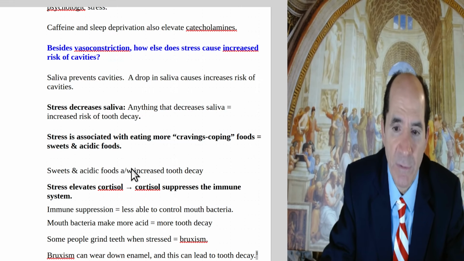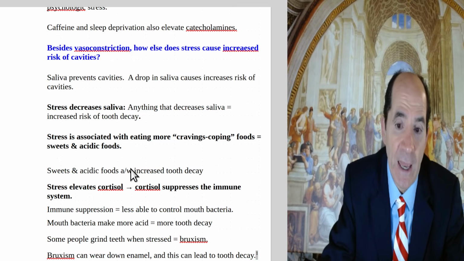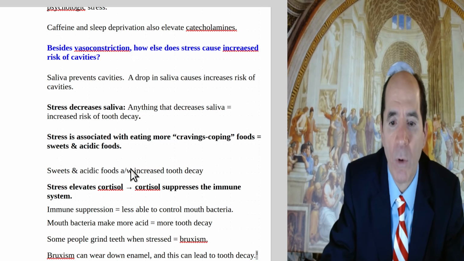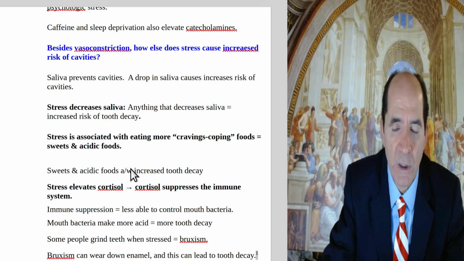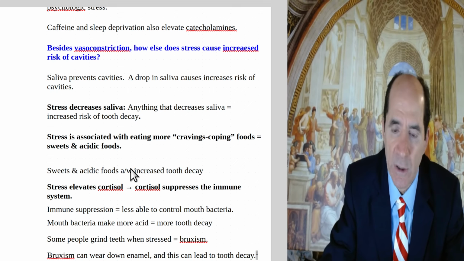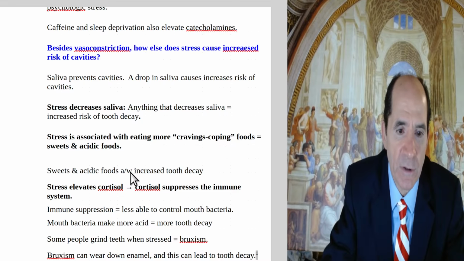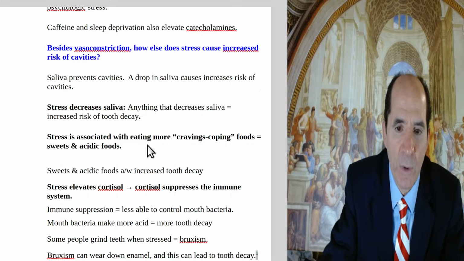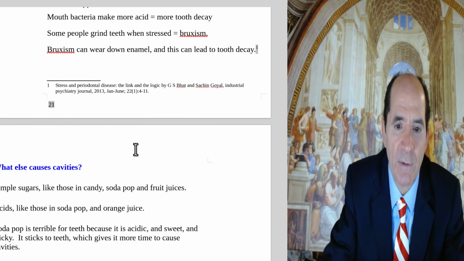Anything acidic is bad for the tooth, so you don't want soda pop, which is real acidic, and it's sweet, and it's sticky. It sticks to the tooth with acid. Bad, bad, bad. Orange juice is bad too. Orange juice is really acidic. Lemon juice, really acidic. You don't want those things. They'll increase your risk of cavities. You also don't want to grind your teeth. They can wear down the enamel and increase your risk of cavities.